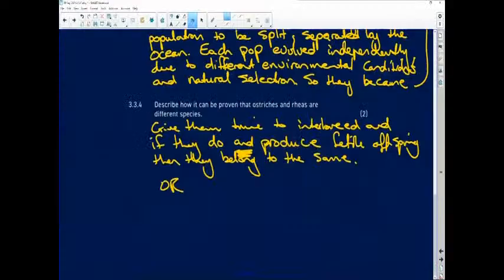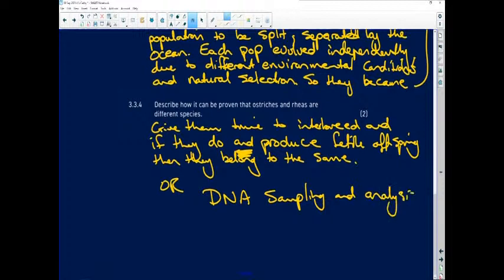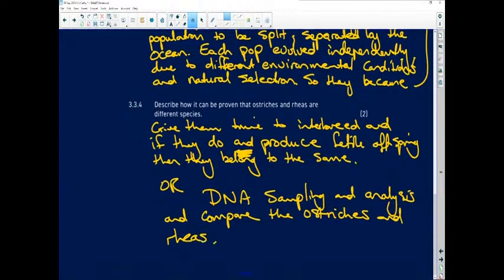You know what else? You could also do DNA sampling and analysis and compare the ostriches and rheas. So that DNA sampling, you're going to do a PCR test just like they're doing with COVID.